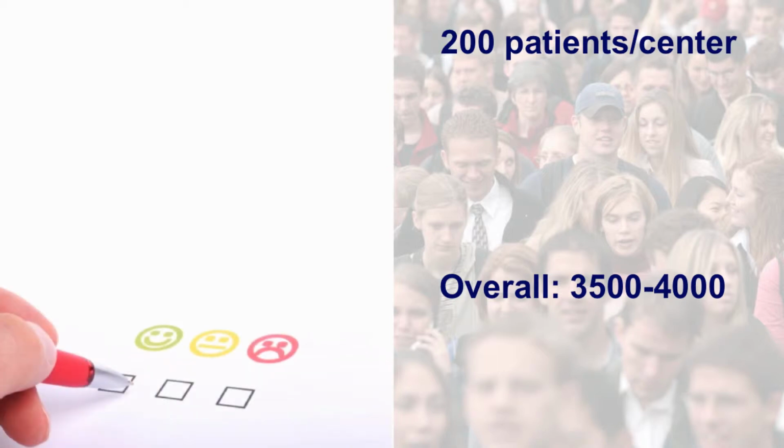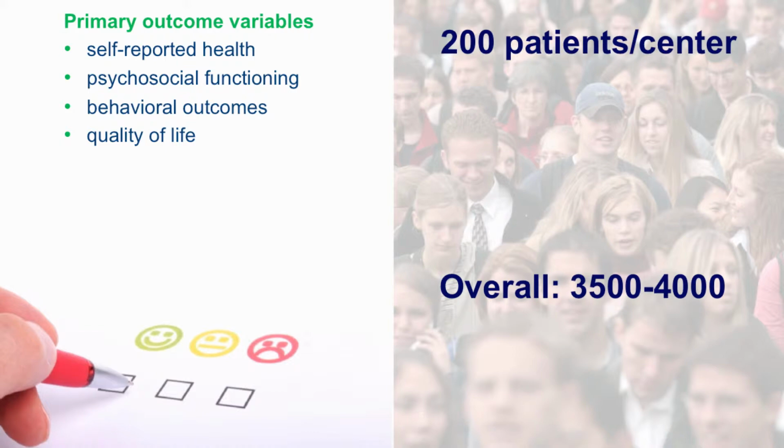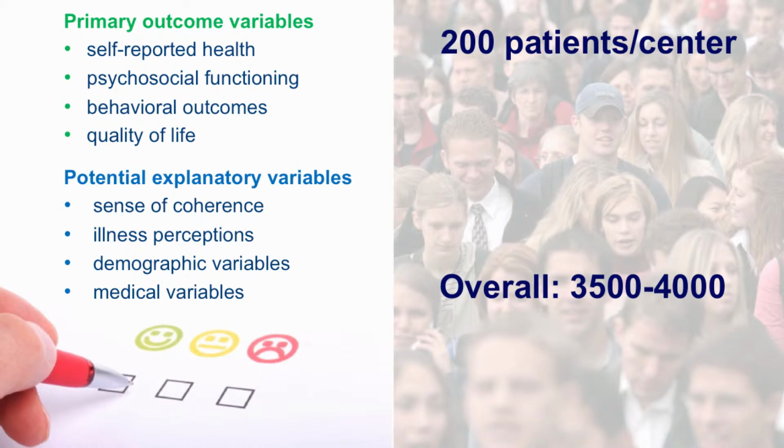We used a set of questionnaires in all the different languages of the participating centers. The primary outcome variables were self-reported health, psychosocial functioning, behavioral outcomes, and quality of life. Potentially explanatory variables were sense of coherence, illness perceptions, demographic, and medical variables.